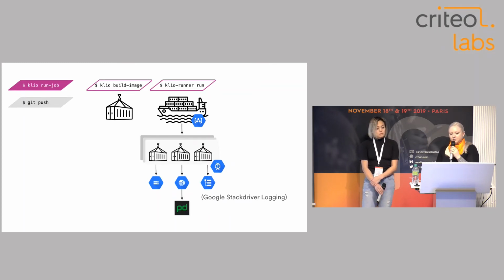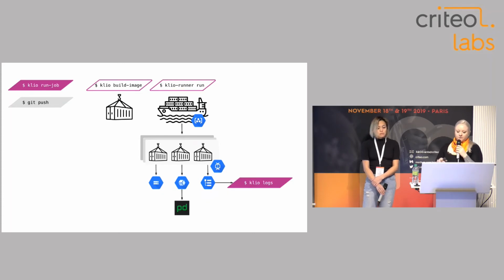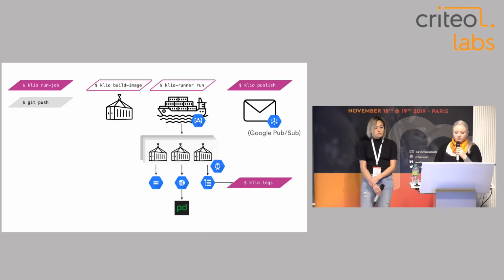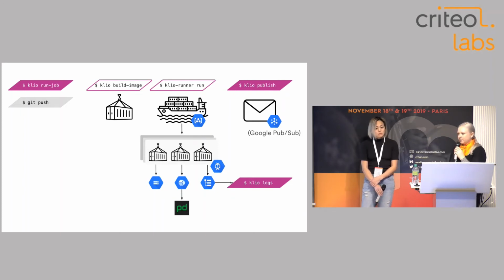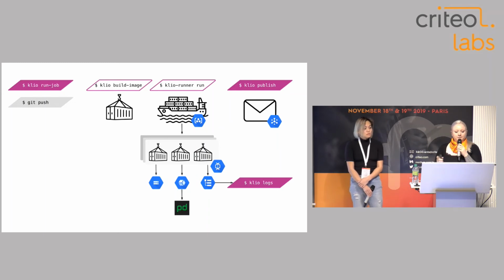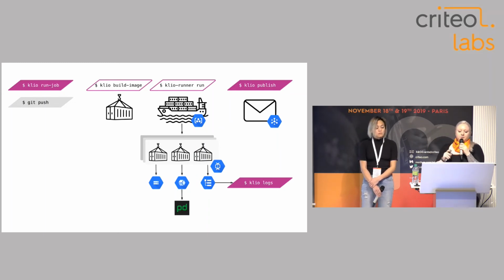Dataflow logs everything to Stackdriver, and then klio also generates log messages that are captured there, and then users can use a part of the CLI tool to look up those logs. When generating work, klio publish will publish klio messages to the job's configured input topic on Google Pub/Sub. And so all of this heavy lifting is done that the user doesn't really see.